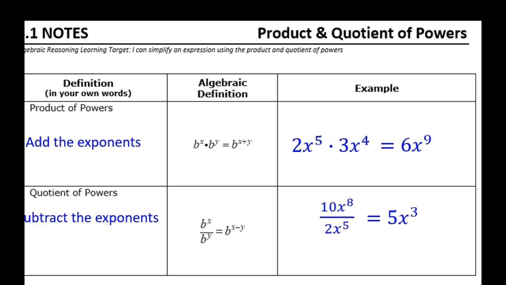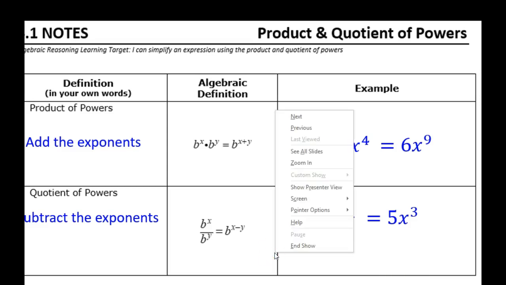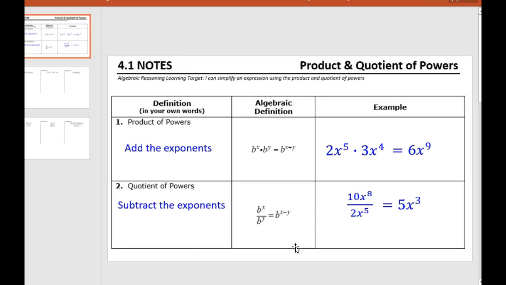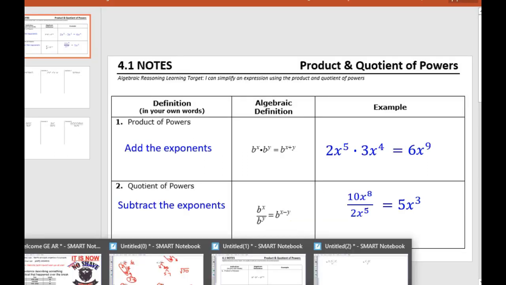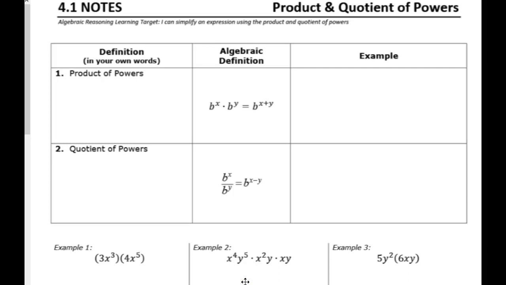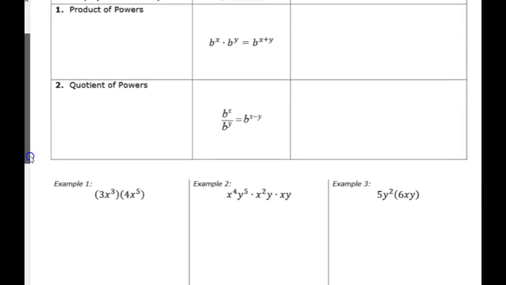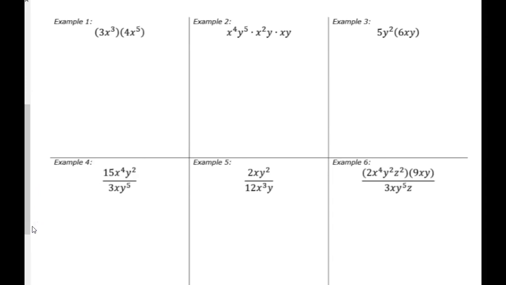So let's see here. So let's do these examples down here. So again, coefficients multiply. 3 times 4 is 12. And then powers, we're going to add. 3 plus 5 is 8.